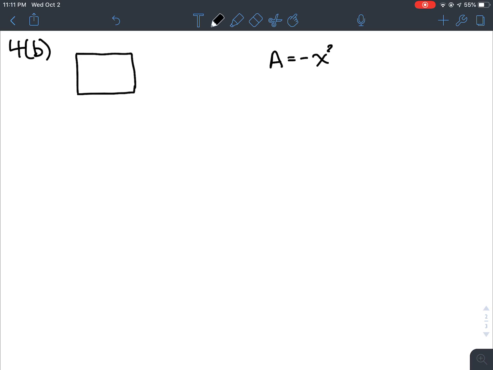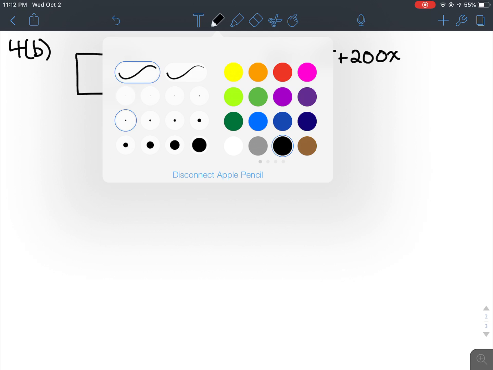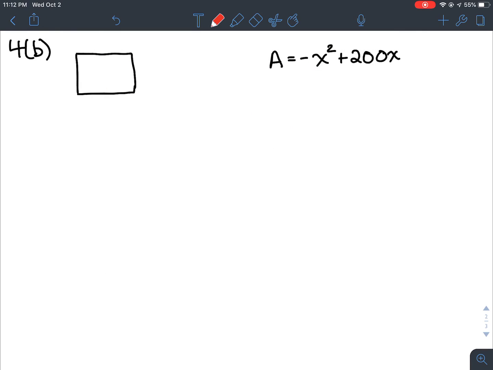It's negative x squared plus 200x. But just to quickly show you how they get that. So the police officer has 400 meters of tape. So that 400 meters has to go around all four sides. So the total perimeter of this rectangle would equal 400 meters. Which also means that if you were to split this in two, like just a length and a width, the length and the width would have to add up to 200 meters, right? Half of 400, because that's half the rectangle.